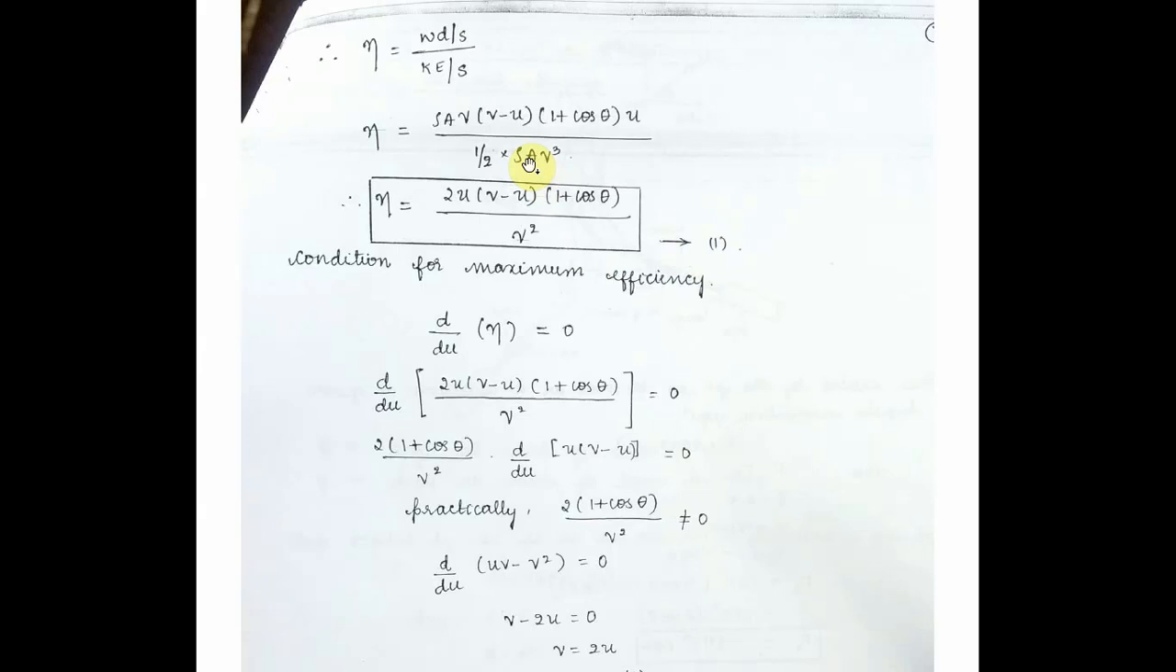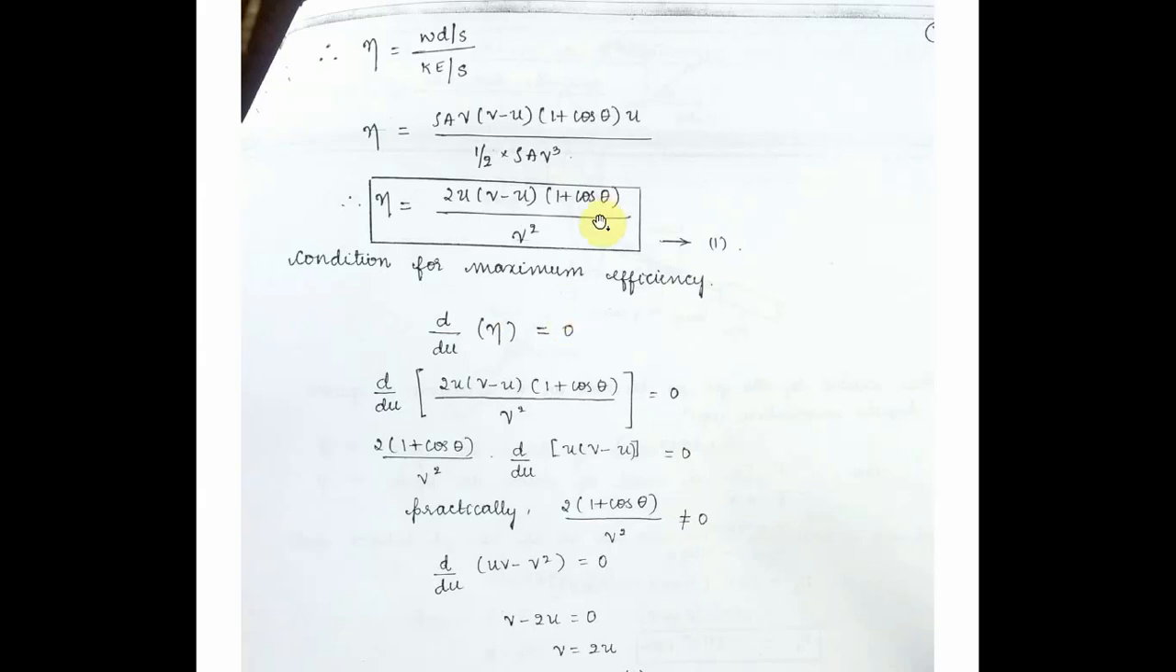How did this come about? Kinetic energy per second is half into rho into A into V into V square, that is rho into V square, and V square into V is nothing but V cube.